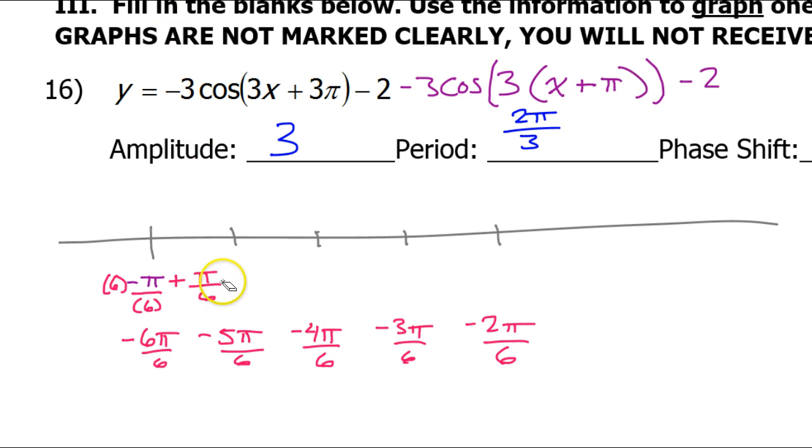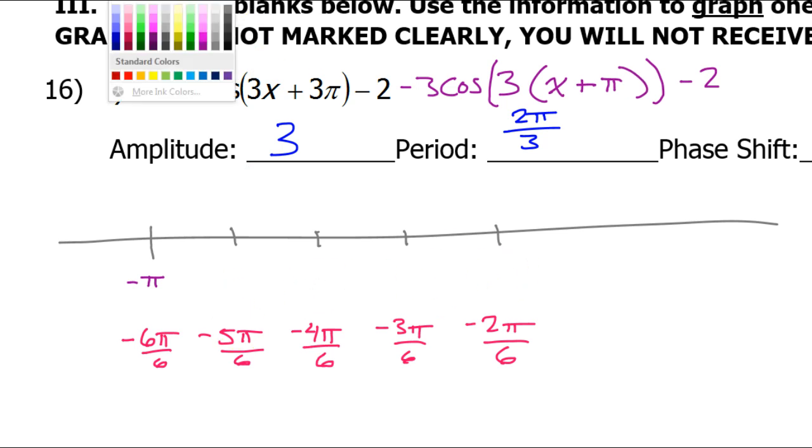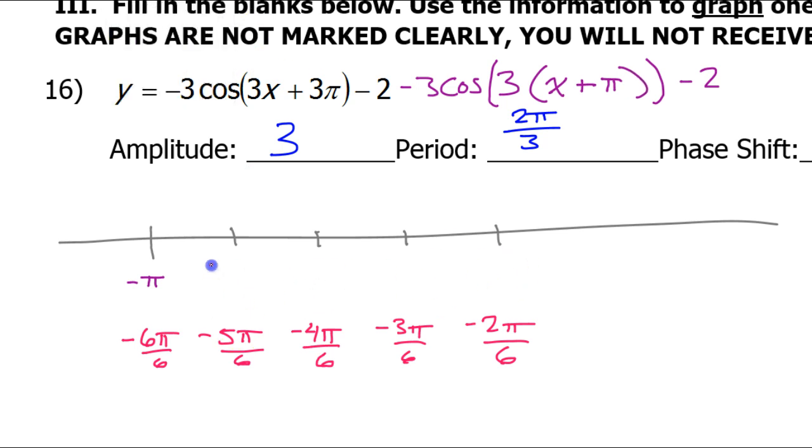Now I've left myself space here to reduce the ones that need to reduce. Negative 5 pi over 6 does not reduce. But negative 4 pi over 6 reduces to negative 2 pi over 3. This one reduces to negative pi over 2. And this one reduces to negative pi over 3.